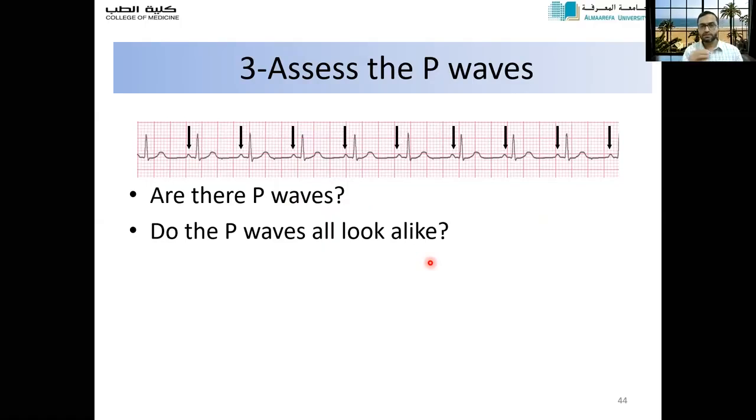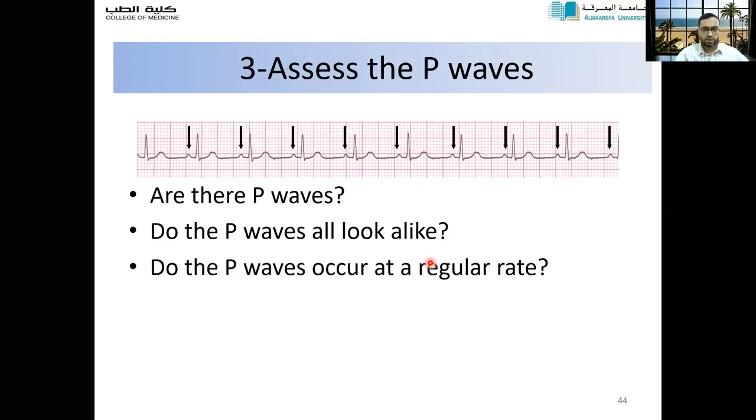It's not happening that some of the beats might be originating somewhere else in the atria. Then that particular P wave might not be of a normal shape. I will give you an example of it after some time, how it differs. Third thing is, do the P waves occur at a regular rate? Just as you calculated the RR interval, now you have to calculate the P to P interval to check that your SA node fires an impulse at a regular rate, and some impulses or beats are not missing.